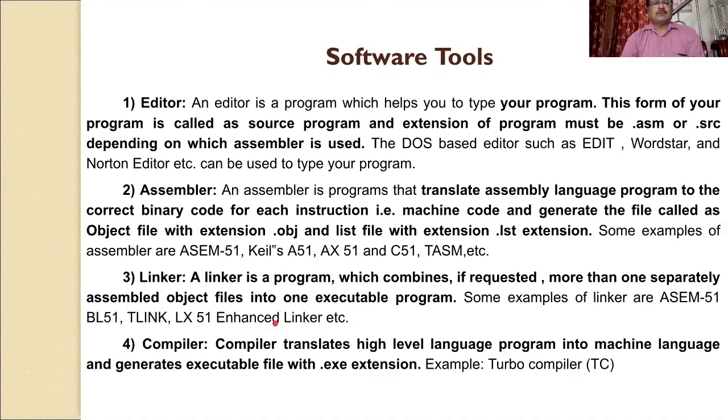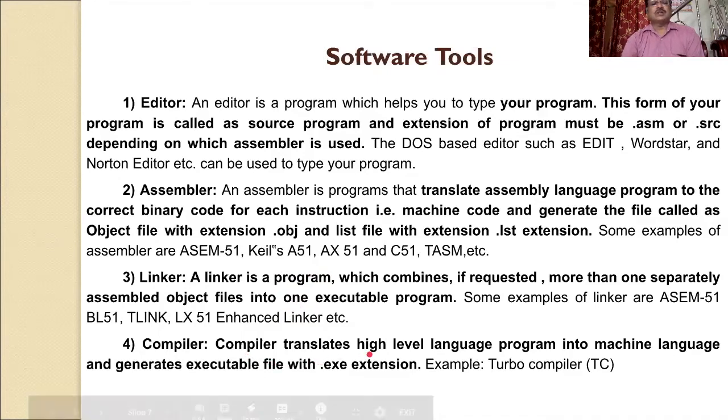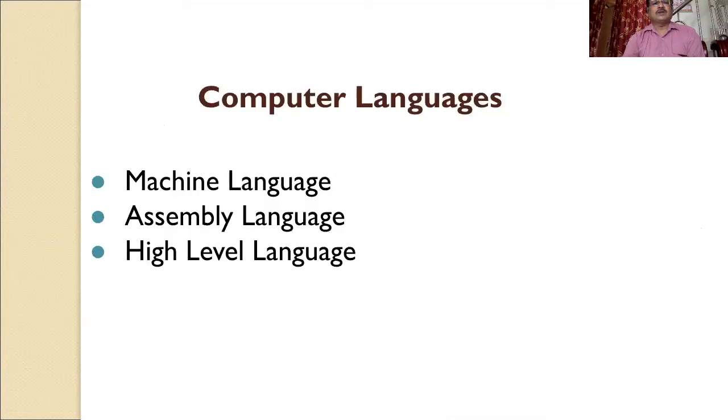Now whenever we write the program in a higher level language, at that time we have to make use of the compiler. The compiler translates the higher level language program into machine language, for example, Turbo C compiler, TC. So that is about the different tools that are used for software development.